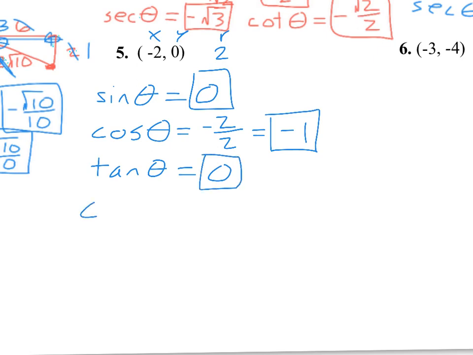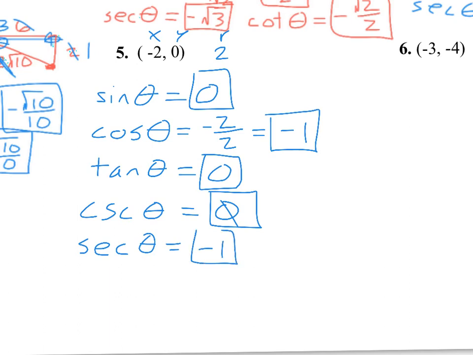And now we take the reciprocals. Cosecant. The reciprocal of 0 is undefined. The reciprocal of negative 1 is negative 1. And the reciprocal of 0 is undefined.